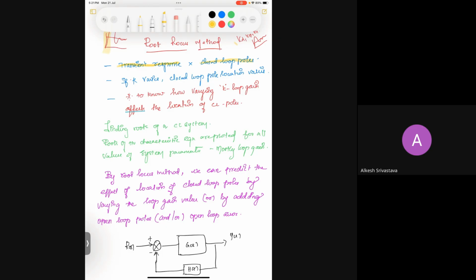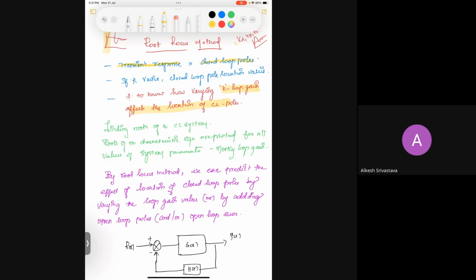Okay. The first point is, as we discussed, changing the K value, how your closed loop poles will behave or how your desired response will change. This is one advantage of this root locus technique. As I said, how changing the K loop gain affects the location of the closed loop poles is the one advantage of this root locus technique.